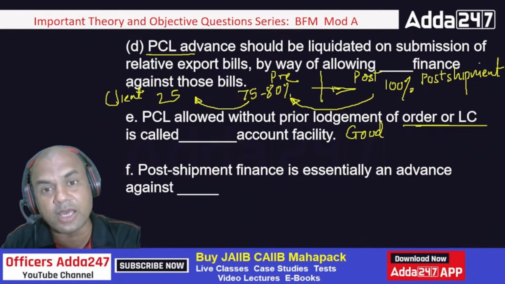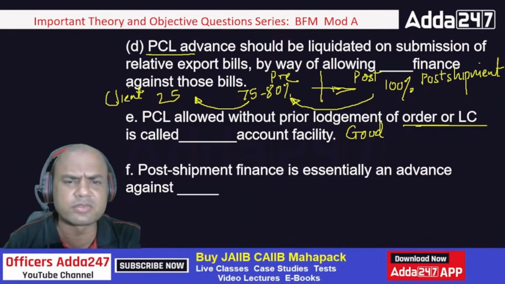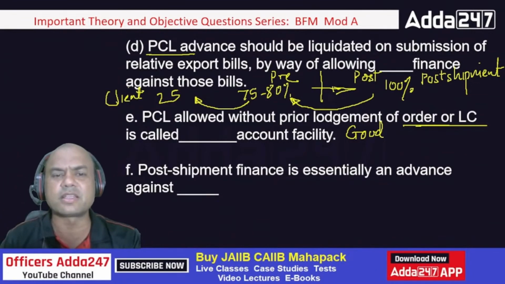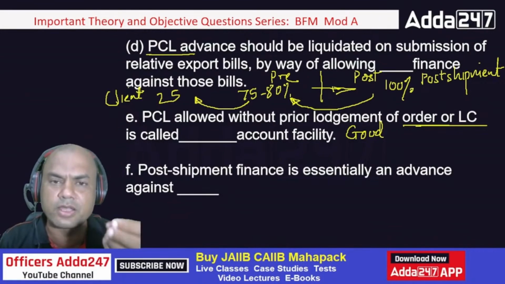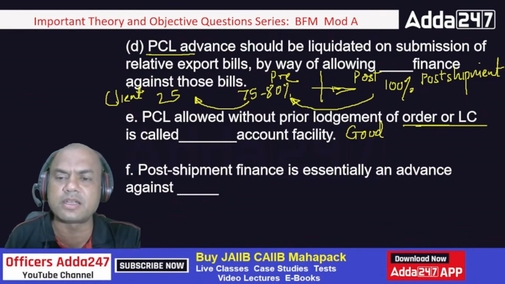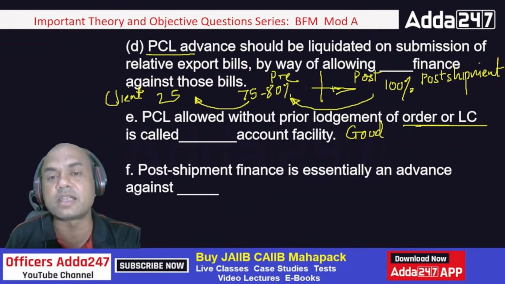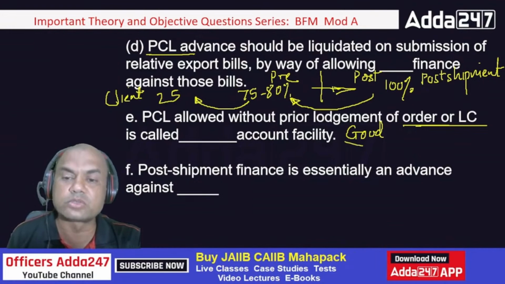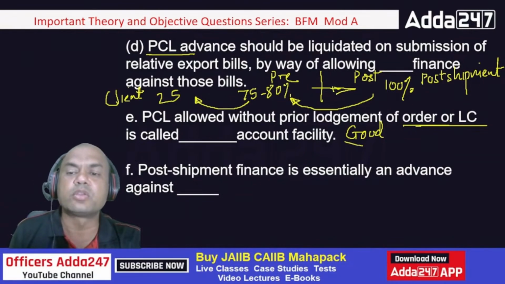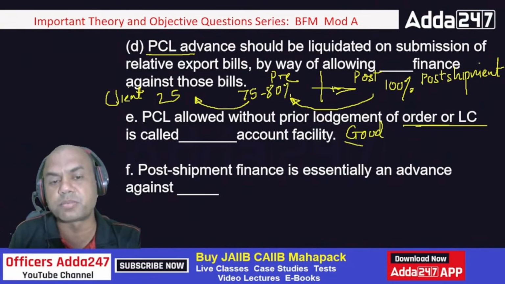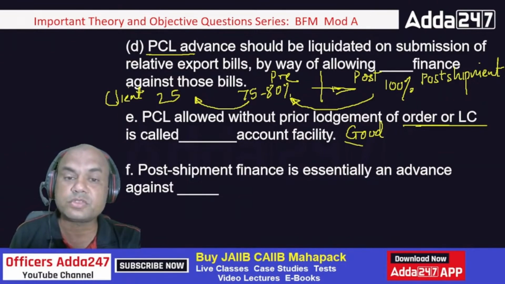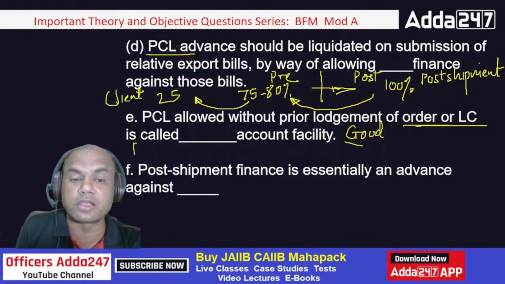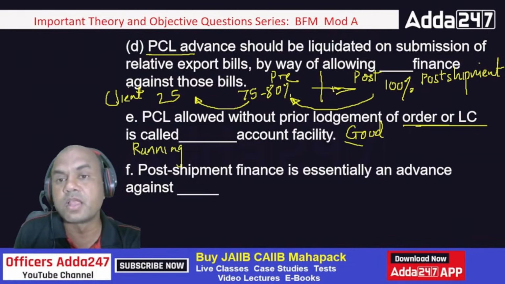So are these the only clients of the bank? No, these are not the only clients of the bank. These are very few clients. Other small companies are n number of companies, right? So good client is the right answer. For good clients who are the regular clients of the bank, the bank can give them this pre-shipment finance without this order also. So that is called as running account. It's like the current account facility.